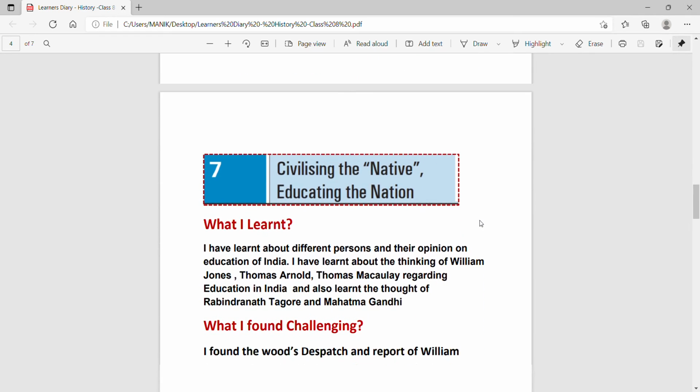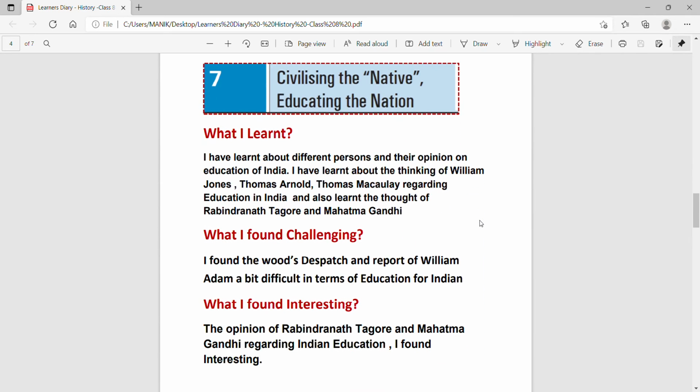This is Civilising the Native, Educating the Nation. Here the points are mentioned and also written, so no need to read those writings. So please go through it and write it down.